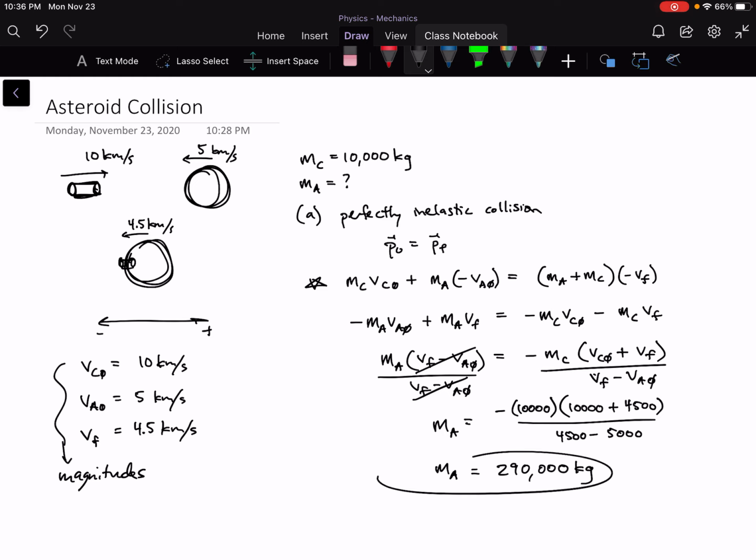Ballpark, that makes sense. The reason I say that is because the thing only slowed down a little when we slammed this cylinder into it, so we would expect it to be much larger mass than the cylinder.